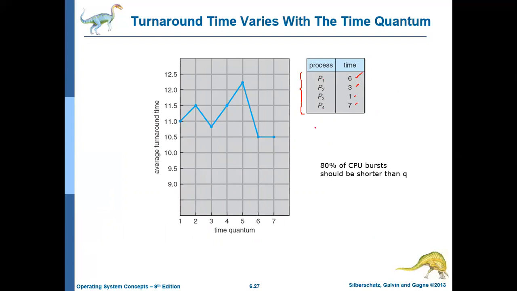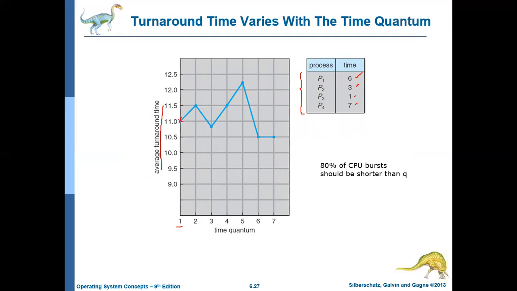Okay. So this graph calculates the average turnaround time. It is plotted for the average turnaround time considering different values for the time quantum q. So if q is 1, then what will be the average turnaround time? That is what this 11 is.